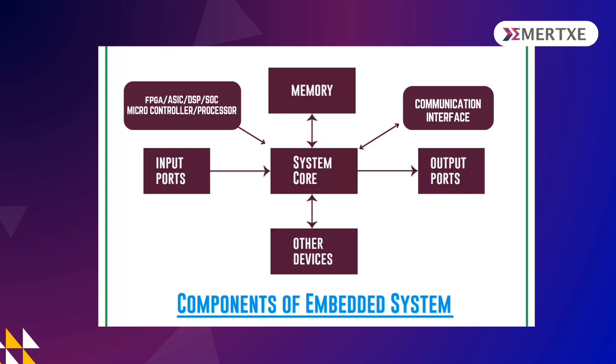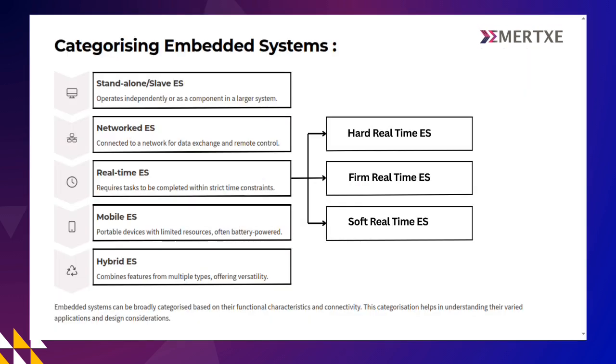Next, communication interface. This is used when the embedded system needs to talk to other devices. It includes protocols like UART, SPI, I2C and many more. Like other devices, this could be additional components like timers, ADCs or watchdogs that support the main functionality of the system. Let us see the types of embedded systems.